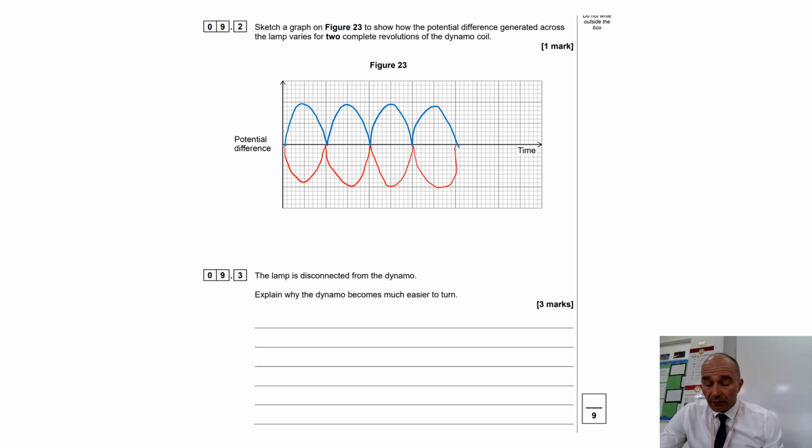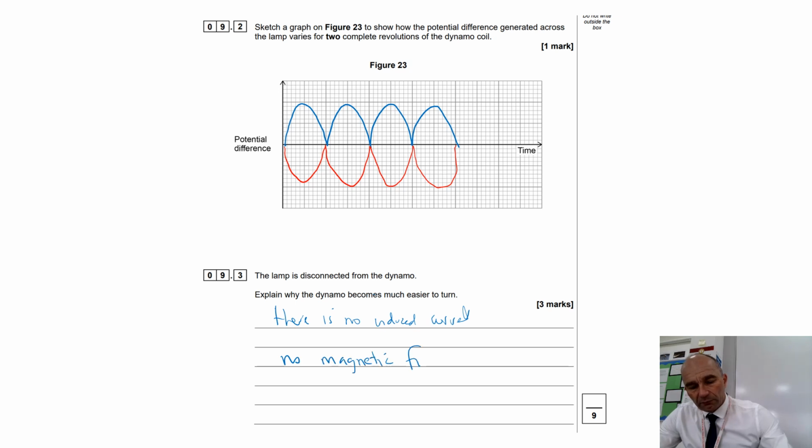Now the final question: a lamp is disconnected from the dynamo. Explain why the dynamo becomes much easier to turn. So if you remember, after we've disconnected the lamp, there is no longer an induced current. So there's no magnetic field produced by the coil to oppose the movement of the coil.